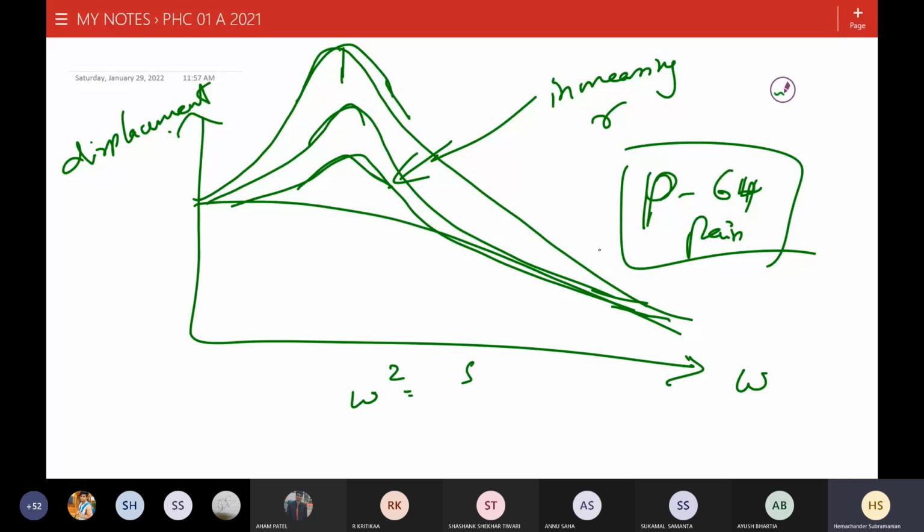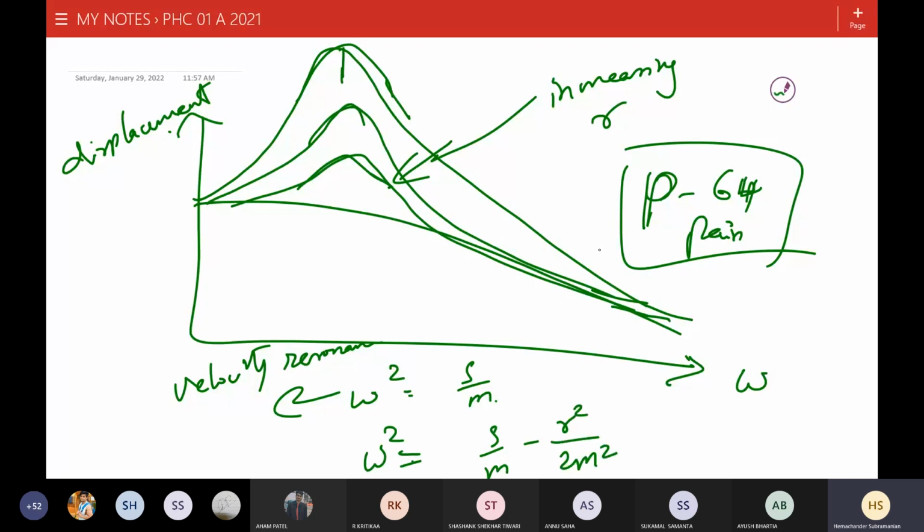m. This is for velocity resonance. And for displacement resonance, it happens at s over m minus r squared over 2m squared. Okay, this is displacement resonance. That is something that you take home from this lecture. There are two resonances, velocity resonance and displacement resonance. There are two frequencies at which velocity is maximum and displacement is maximum. They are not the same.